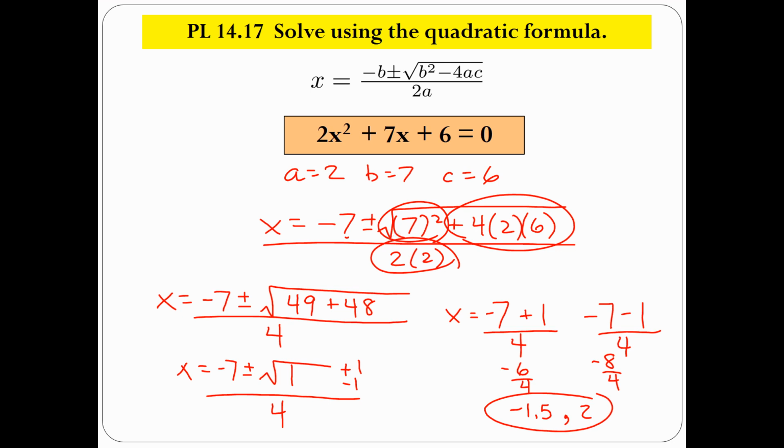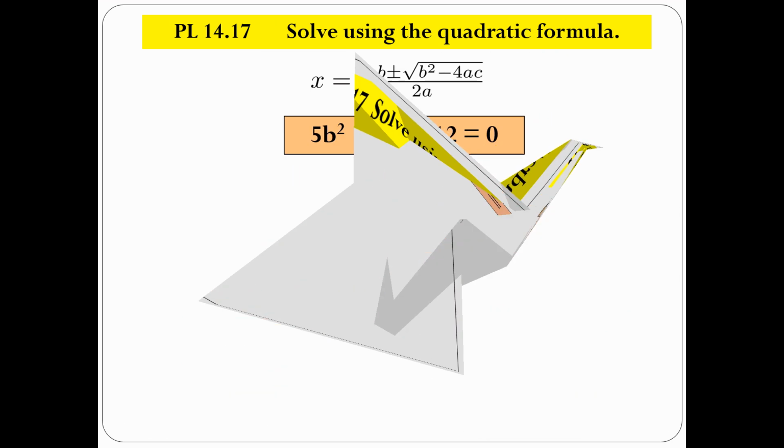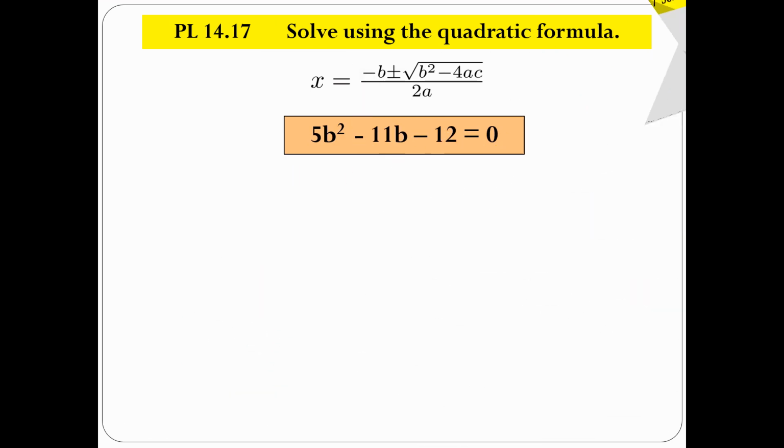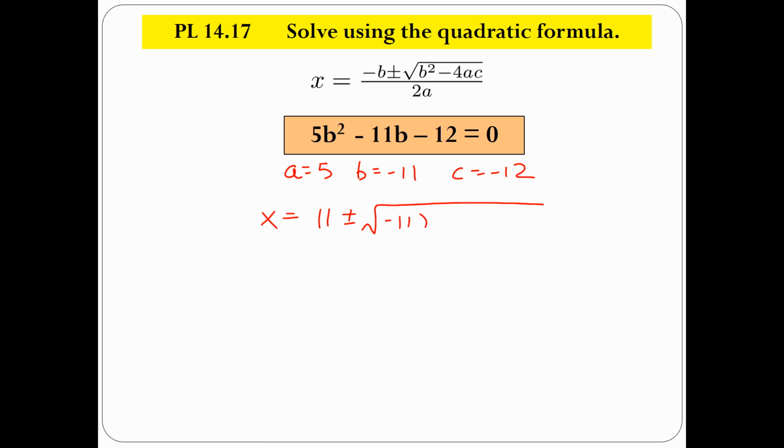Let's look at one more example. So here our A term is equal to 5, our B term is equal to negative 11, and our C term is equal to negative 12. So x equals negative b, or the opposite of b would be 11, plus or minus the square root of b squared minus 4 times a times c, all over 2 times a.